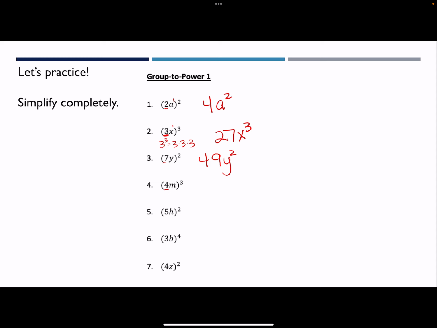4, again, is a coefficient. So 4 to the third power. 4 to the third power is 4 times 4 times 4. 4 times 4 is 16, times 4 is 64. Use your calculator for this. You don't have to know this off the top of your head. Just use your calculator. Again, 5 is the coefficient, so 5 squared, 25h squared. 3 to the 4th is 3 times 3 times 3 times 3. So it's actually going to be 81b to the 4th. Use that calculator. And then this one will be 16z squared.